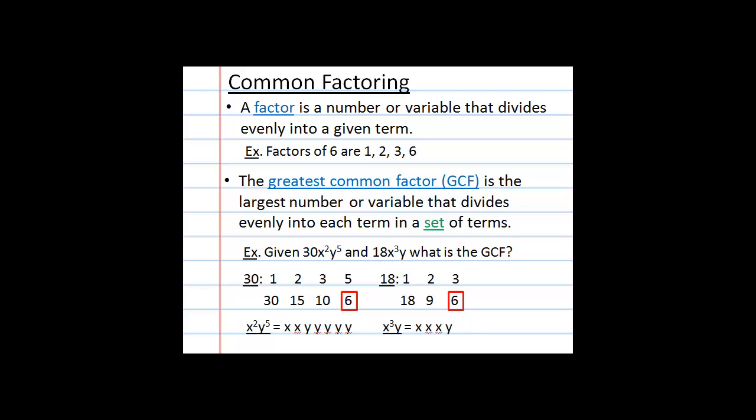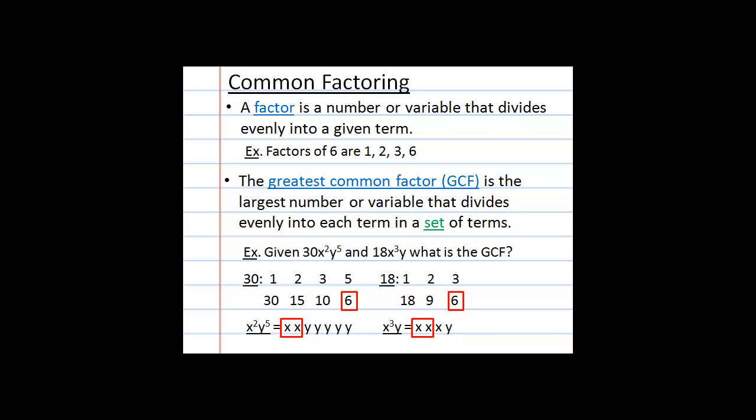I want to look for the part that's the greatest. So we're going to look at each piece separately. If I look at just the x's, you'll notice in the first term I have 2 x's, whereas in the second term I have 3. So the most that I have in common to both of those terms then is 2 x's, right?